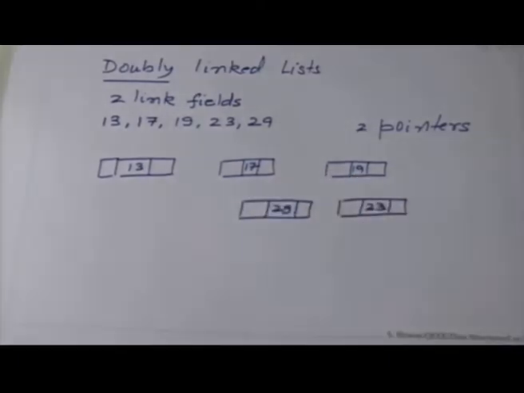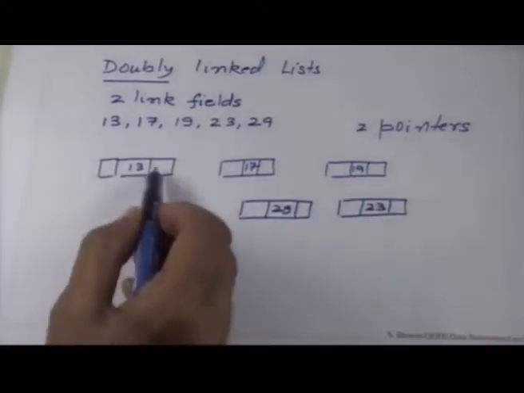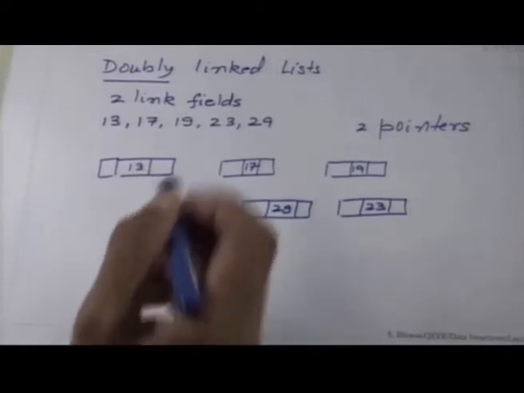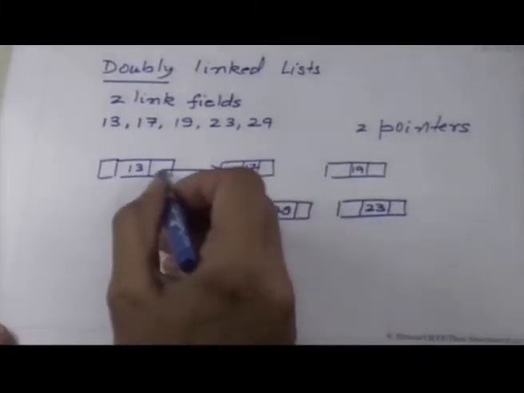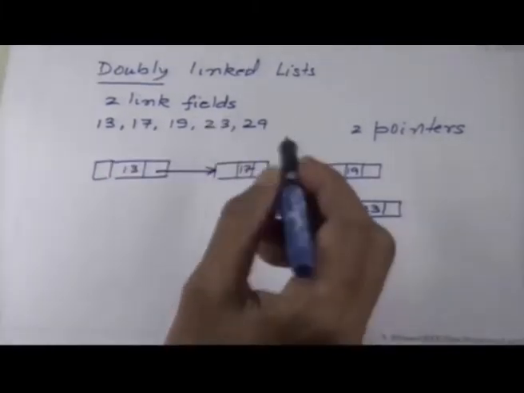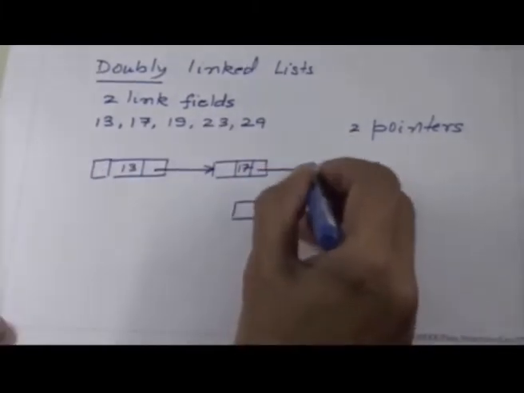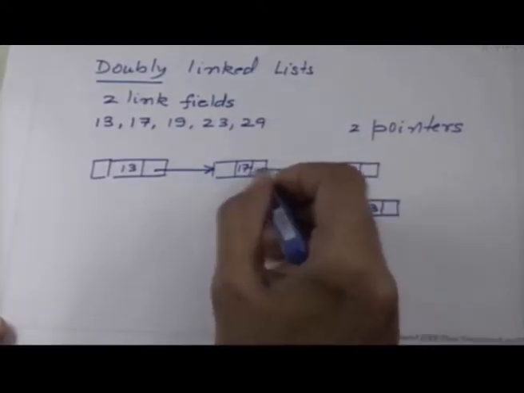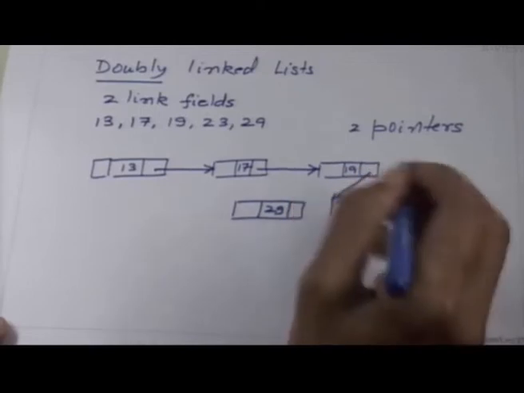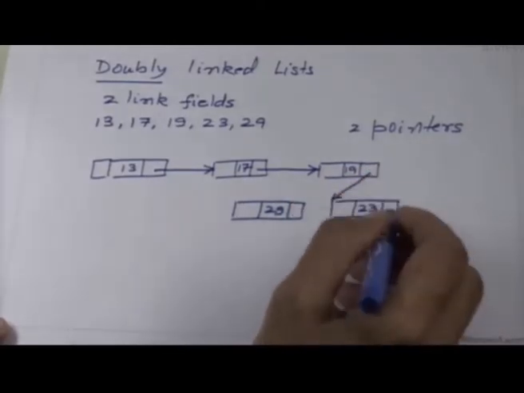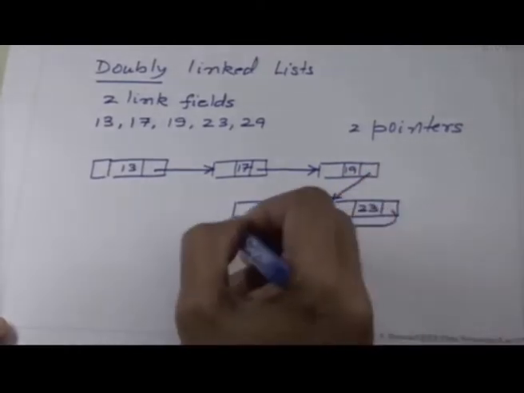It is what I have written. So what are these two blanks? These are the two linked fields. So who is the next element to 13? It is 17. So the next to 13 is 17 by my collection. 19 follows 17, so the next field takes care of it. From 19 I go to 23, so this takes care of it. And from 23 I go to 29, so this field takes care of it.